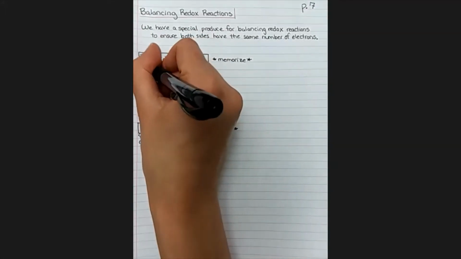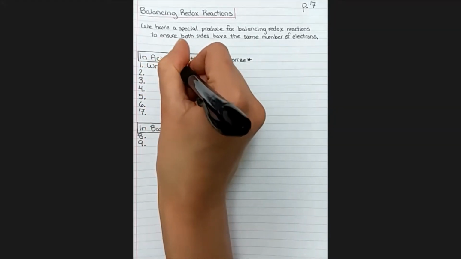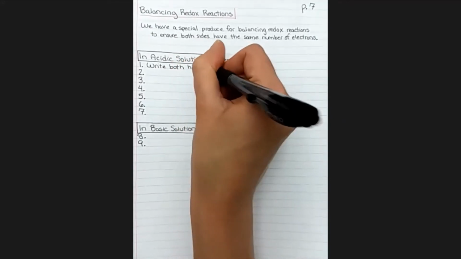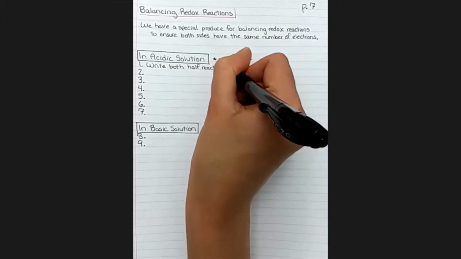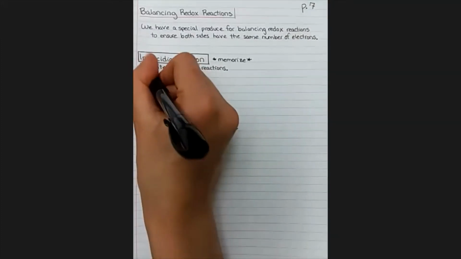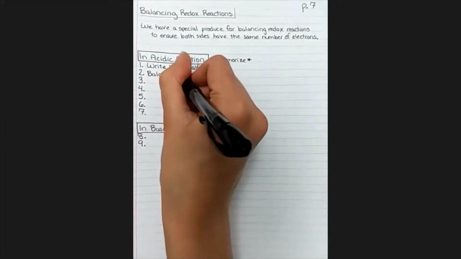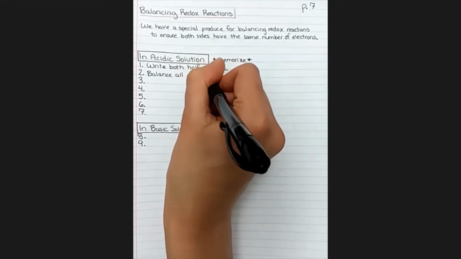So the way we're going to do this is we're going to pretend it's an acid first, whether it is or not. And we will write out the two half reactions. So we'll find the oxidation numbers, we'll identify what's being reduced and what's being oxidized, and we'll write those half reactions like we did in the previous video. Then we will balance each of the half reactions separately so we can figure out how many electrons are transferred. And we're going to do that in stages.